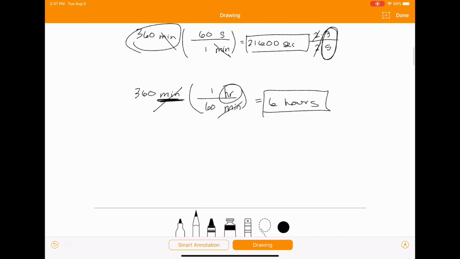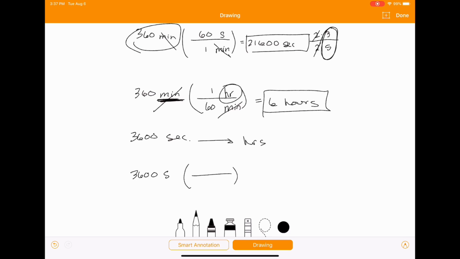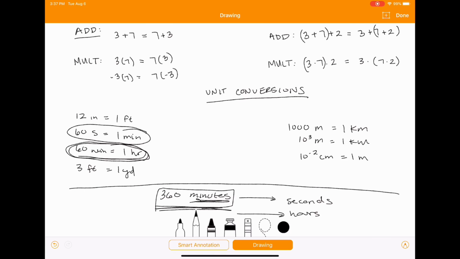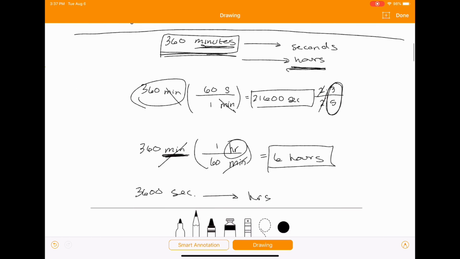Now, say if we had 3,600 seconds and we wanted to get that to hours, you can do a two-step process for your unit conversion. So you just start with what you know. You're going to have to multiply it by something. So we're going seconds to hours. Now, we don't have one up here for seconds to hours, but we do have seconds to minutes and then minutes to hours. So we can go ahead and set up 2 conversions for that.